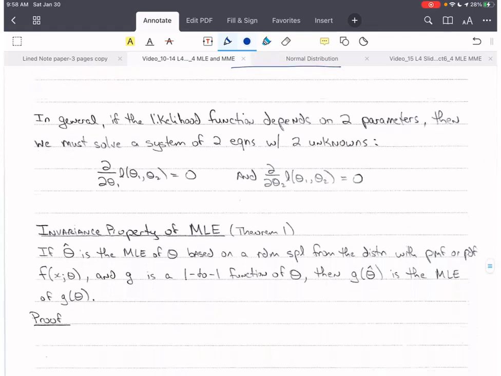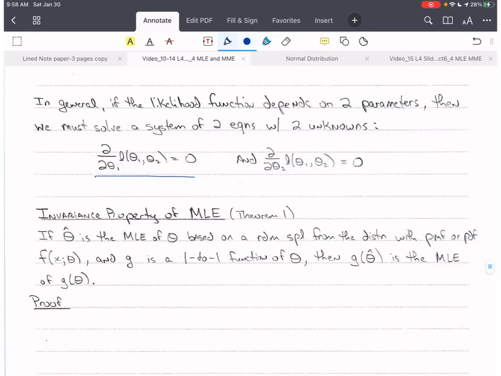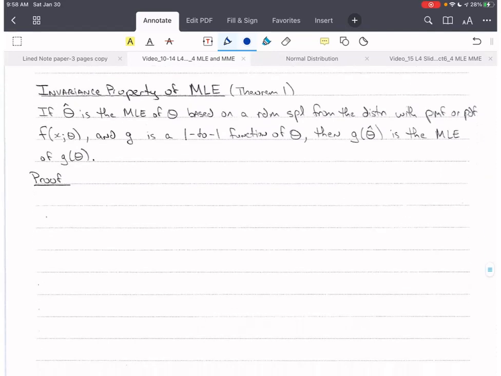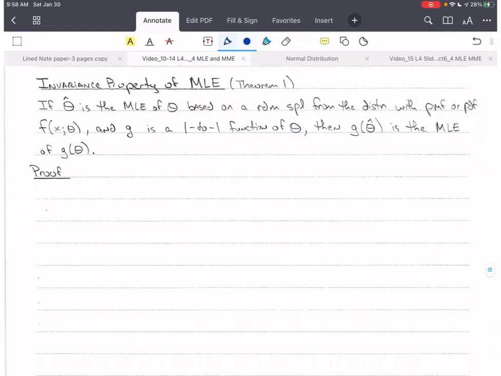Okay, so we had to solve these two differential equations. So we took the derivative of the log likelihood with respect to theta 1, set it equal to 0, and we took the derivative of the log likelihood with respect to theta 2 and set that equal to 0, and then we solved. Okay? So now we're going to talk about a property that makes finding new MLE a lot easier.